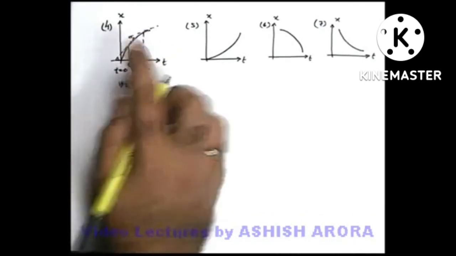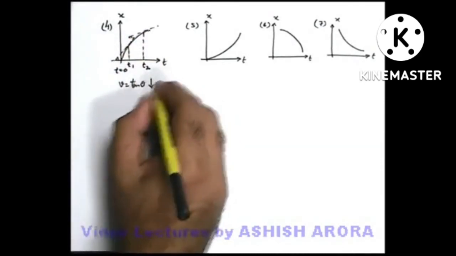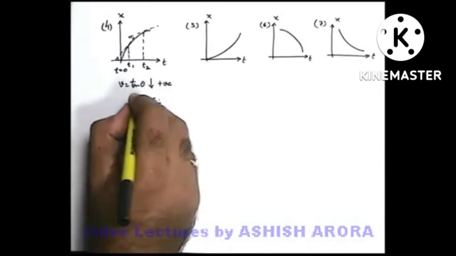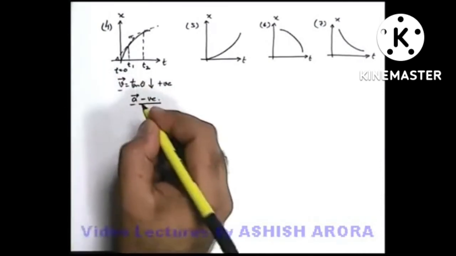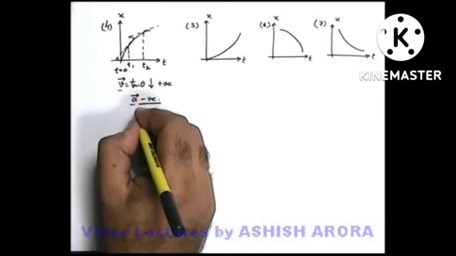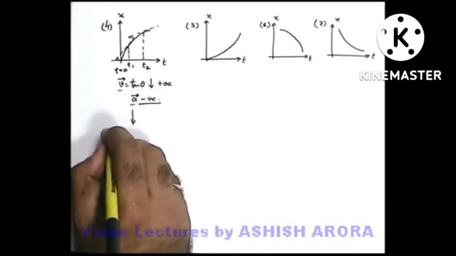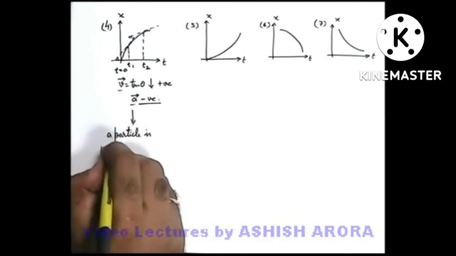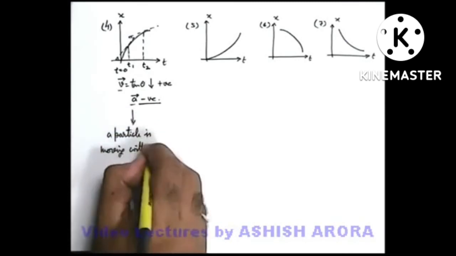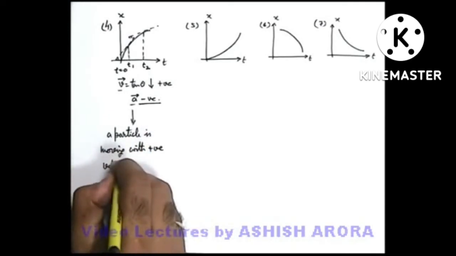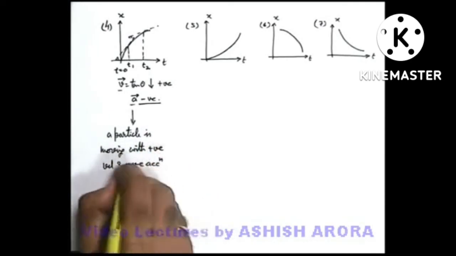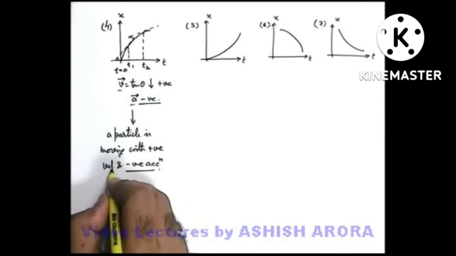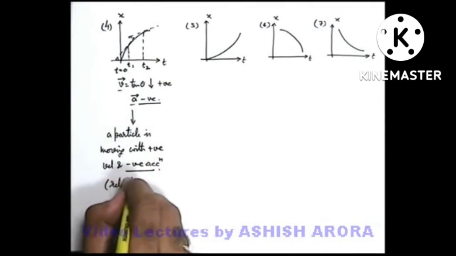So in this situation, at every point you can see the velocity is positive, but it is decreasing. So here we can call the acceleration negative, because only when the acceleration direction is opposite to the direction of velocity does the magnitude of velocity decrease. So this is the case where a particle is moving with positive velocity and negative acceleration. That means acceleration is negative, opposite to the velocity. That means the magnitude of velocity decreases. It is a retarded motion.